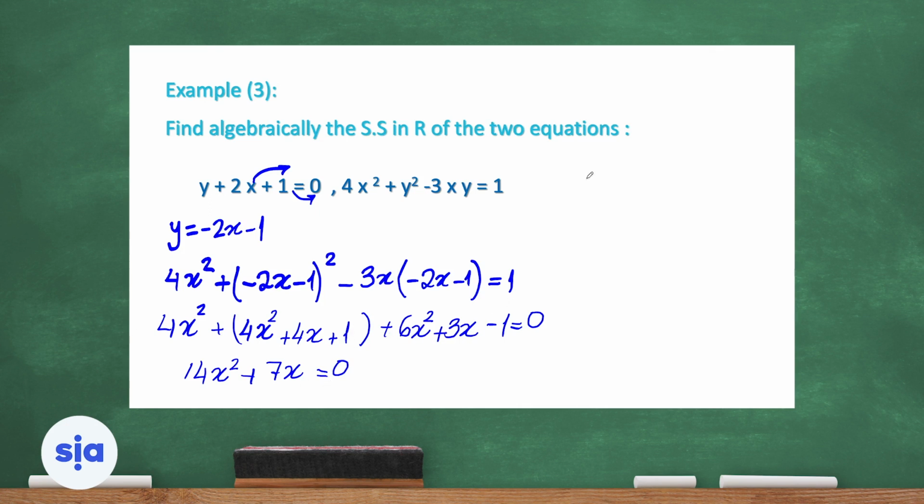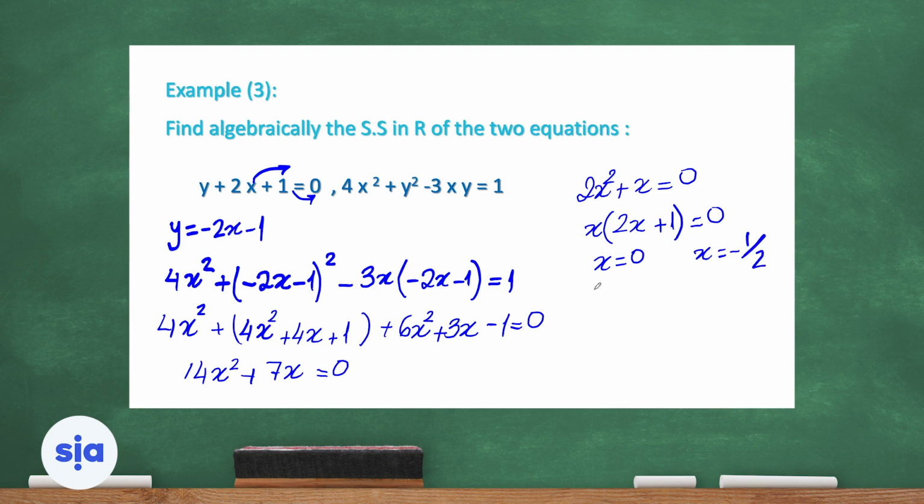Then we're going to divide them all by 7. So it's 2x squared plus x equals 0. Take x as a common factor. So x times (2x plus 1) equals 0. So in this case, x equals 0 or x equals negative half.